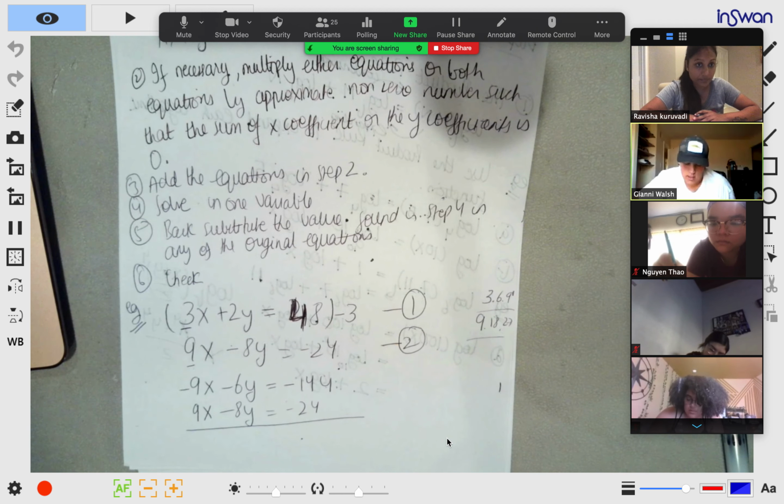Miss, just to clarify, in step 2 the equations that we got, do they become our new equation 1 and new equation 2? Exactly, yes. Okay.